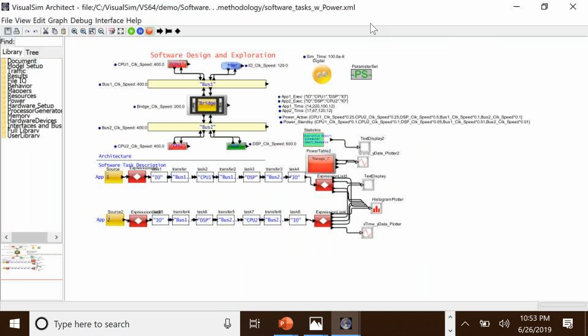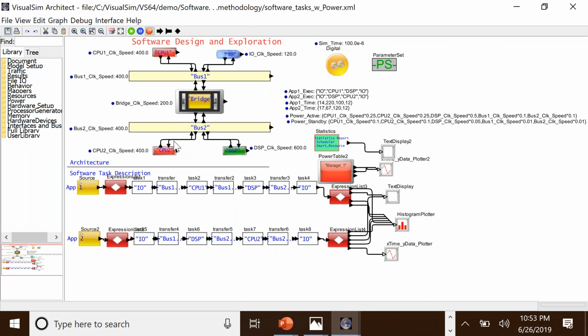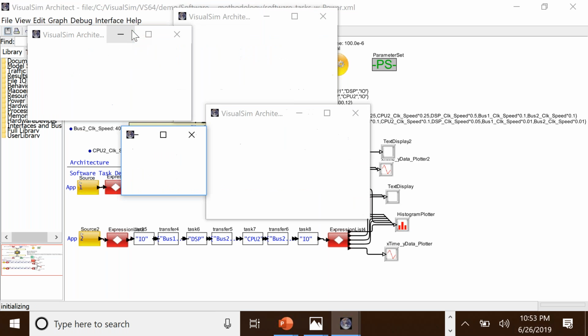So this one here is the same model that I showed you. I've got the CPU 1, 2, DSP-IO, bus bridge, and bus 2. And I've got two different use cases that are being scheduled on this particular design. Initially, I keep these at 400 megahertz, and I'm going to go ahead and run the simulation.